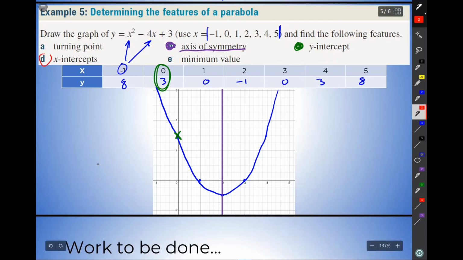The x-intercepts are the points where y equals 0. The points here where the line crosses the x-axis. And the last one, the minimum value, is just the lowest point of the graph, or in this case 2, minus 1.